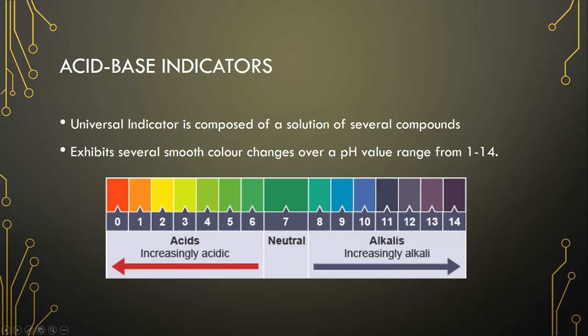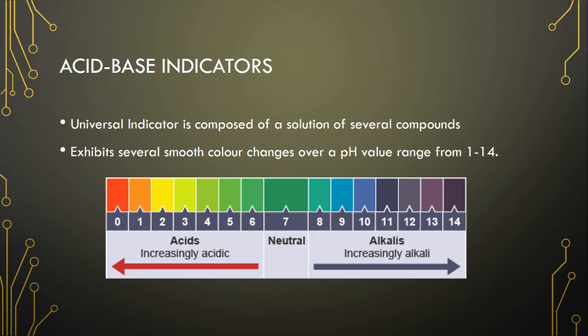Moving on to universal indicator. Again, universal indicator has a range of colors. That's because universal indicator is a mixture of different indicators. That's why it exhibits several smooth color changes over pH values from 1 to 14, or 0 to 14, there in the diagram. When it's neutral, it should be green.